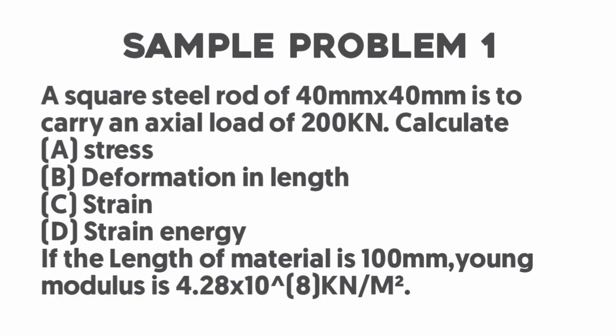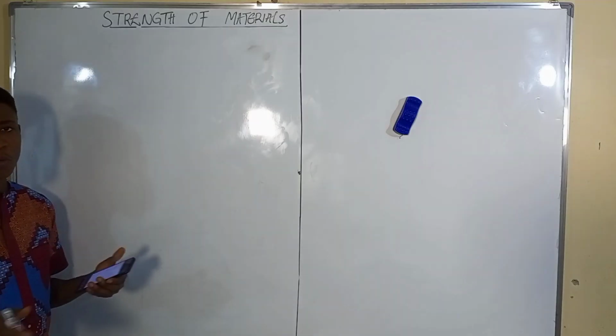The question says a square steel rod of 40 millimeters by 40 millimeters is to carry an axial load of 200 kilonewtons. Calculate the stress, the deformation in the length, and the strain energy if the Young modulus is 4.28 times 10 raised to the power 8 kilonewton per meter square. The length of the material is 100 millimeters. So now we're going to solve this problem.